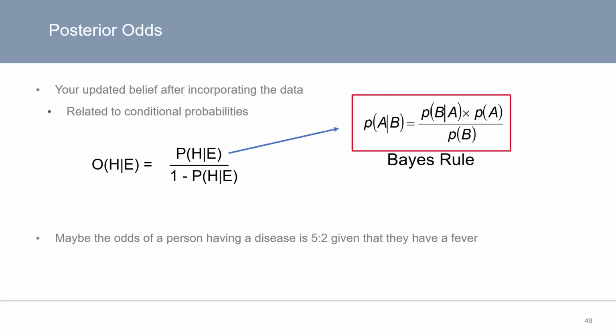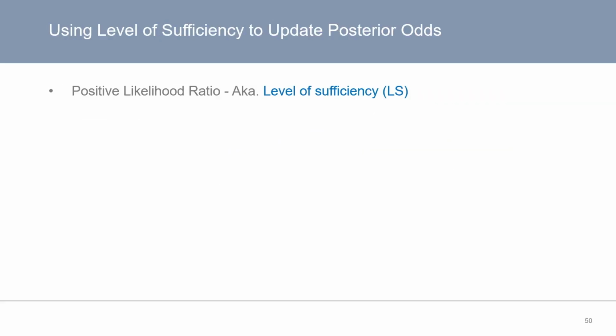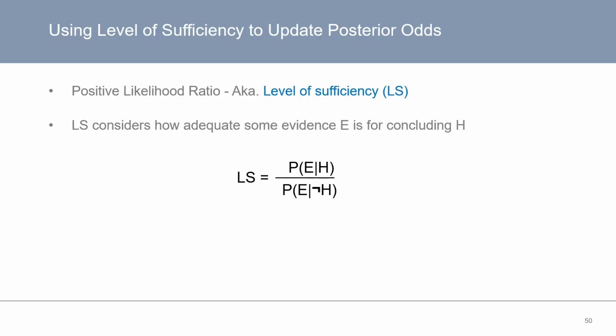To update posterior odds, we can use something called level of sufficiency, or LS. LS considers how adequate some evidence E is for concluding our hypothesis. It's calculated by the following equation.